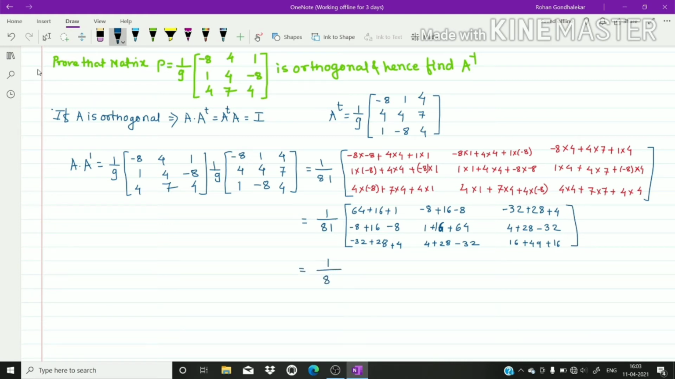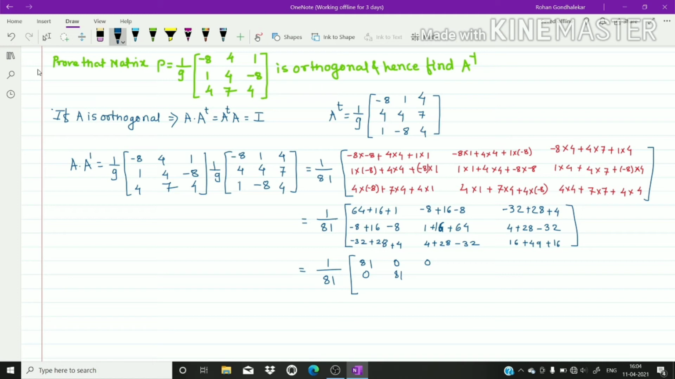So 1 upon 81 into bracket 64 plus 16 plus 1, that is 81. Now see, minus 8 becomes minus 16, and plus 16 becomes a 0. Minus 28 plus 4 plus 32, and this is minus 32, becomes a 0. Of course this is going to be a 0. 64 plus 16 plus 1, that gives me 81.